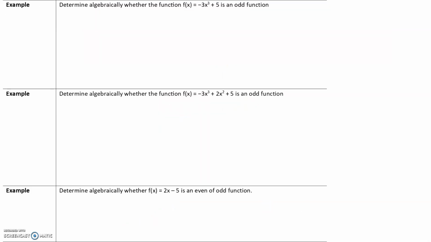So let's take an example. Determine algebraically whether the function f of x equals negative 3x cubed plus 5 is an odd function. So algebraically, we want to determine: is f of negative x equal to negative f of x? So we've got to calculate both things, right? Because before we just had f of x, now we have negative f of x. So we're going to calculate both things.